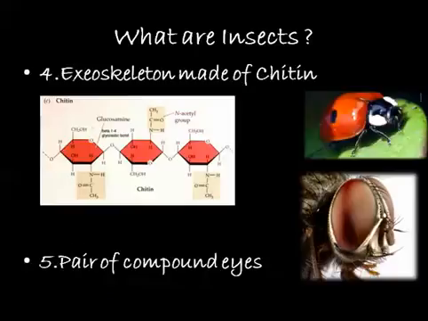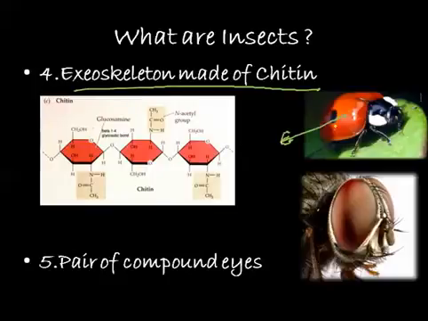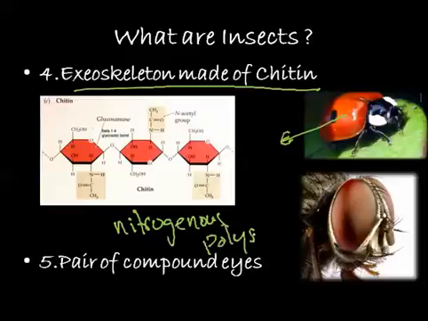The next typical characteristic is that the exoskeleton is made of chitin. This is a hard structure which protects the insects from the external environment. It is made up of nitrogenous polysaccharide. Here you see the formula of the same.